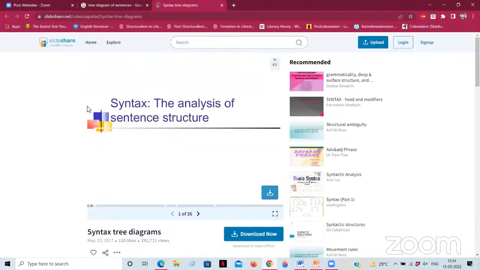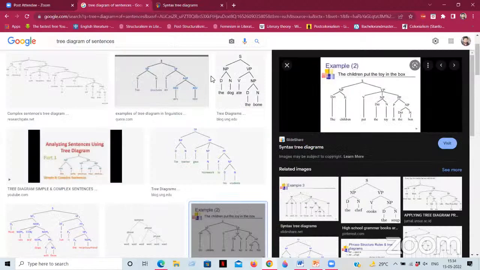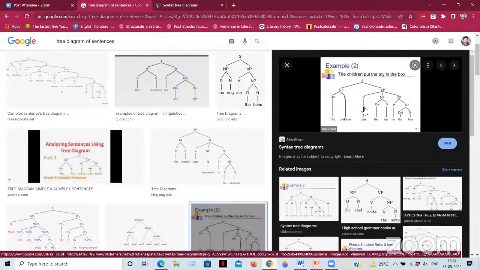Where is it? However, is it visible to you? This one, this picture. See the entire sentence: the children put the toy in the box. Okay, the children put the toy in the box.